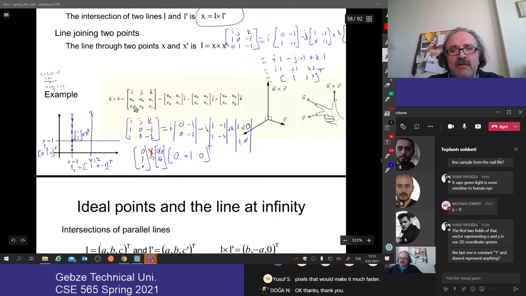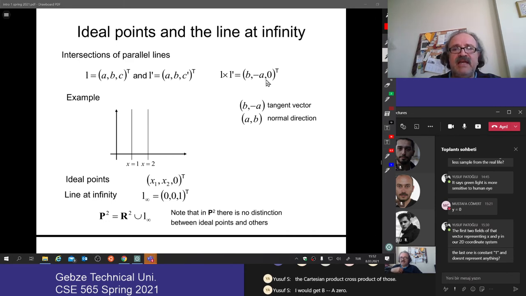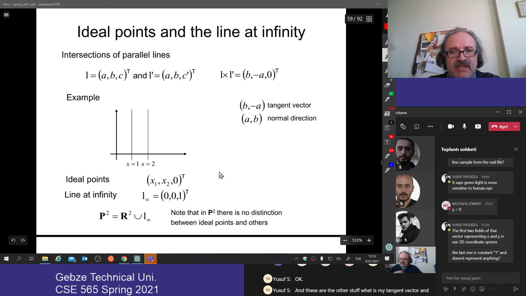Okay, let's continue. So I think this is the example that I showed you before. If I have two lines like this, ABC and ABC prime, it looks like they are parallel in a non-homogeneous coordinate system. If I do the cross product of those, I would get B minus A zero. This is a line, this is a point at infinity, and these are the other stuff: what is my tangent vector and what is my normal direction, etc. So these are ideal points. These are all points at infinity.